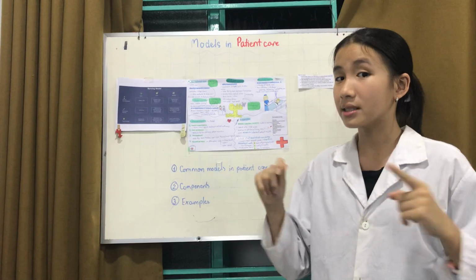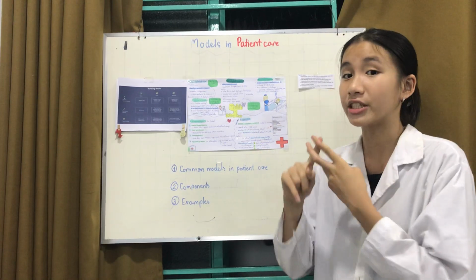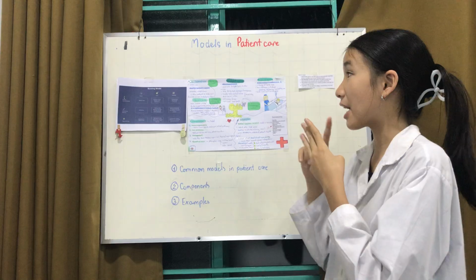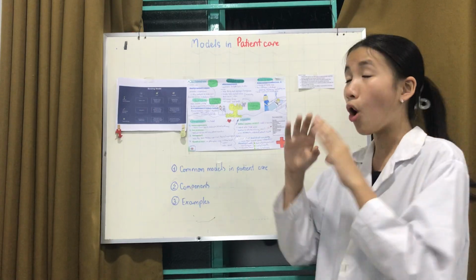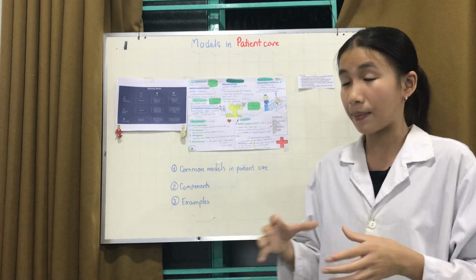Let's review. The person-centered care is family, patient, and carers. The functional nursing is the whole team of nurses caring for a patient.